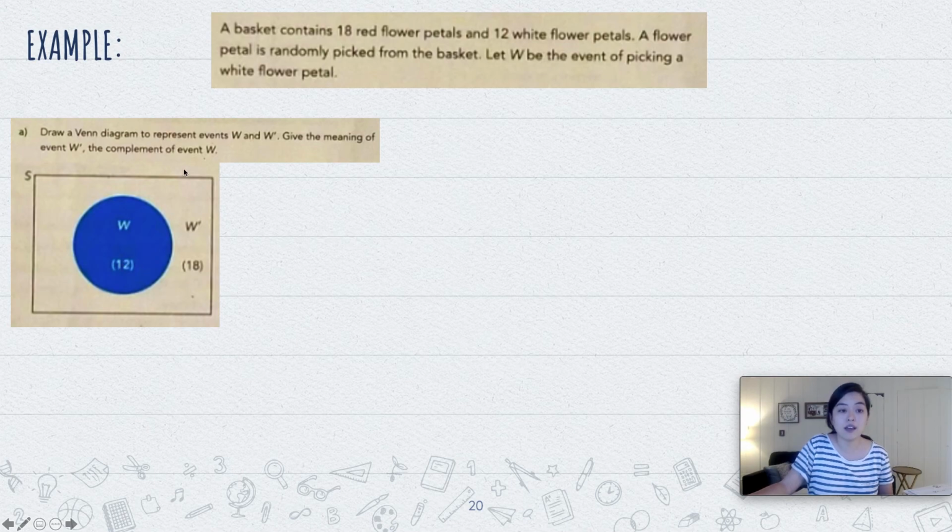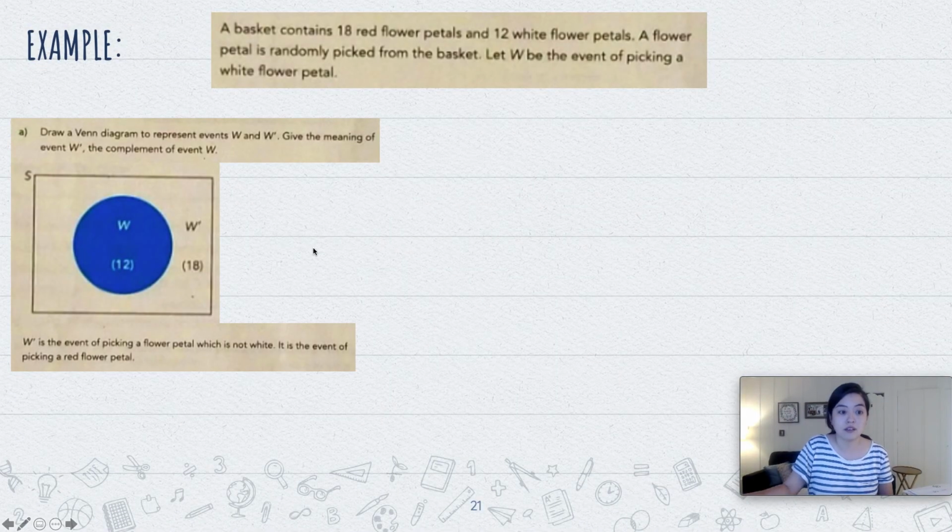And then here, the complement of W is the non-white flower petals, which are the red flower petals, and there's 18 of them. So they wrote 18 in the sample space, but outside of the blue circle. So the complement of W is the event of picking a flower petal which is not white. It is the event of picking a red flower petal.